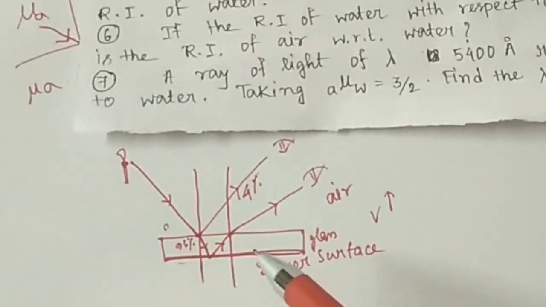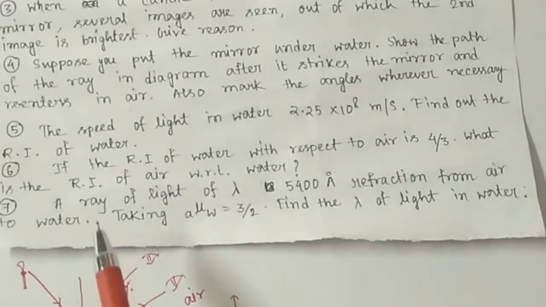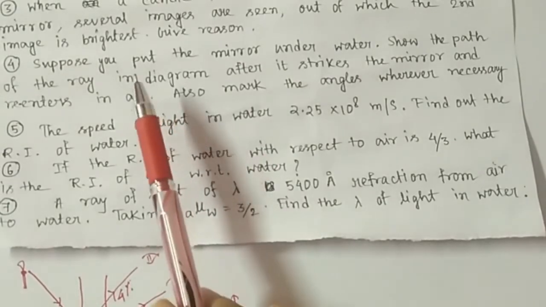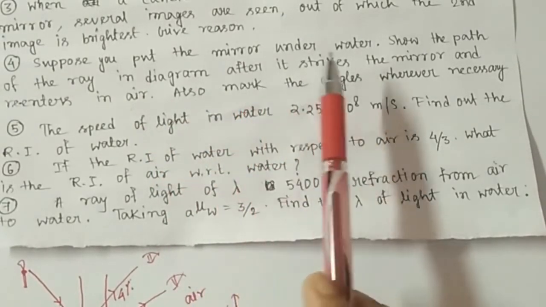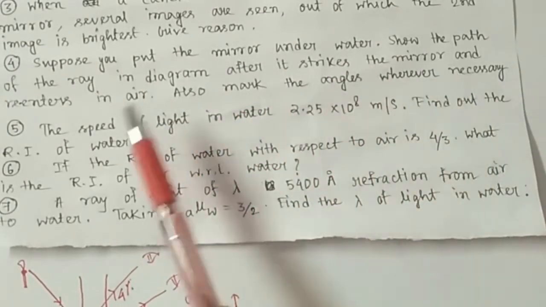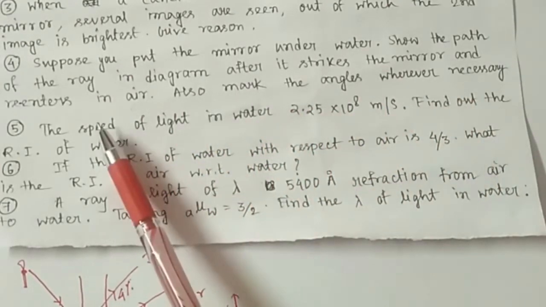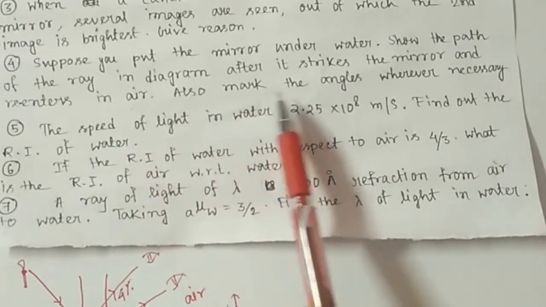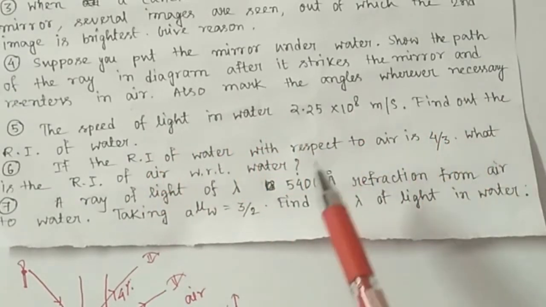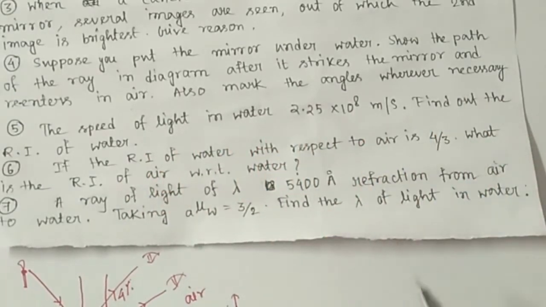So I hope you understand the thing. Now next move on to question number 4. Suppose you put the mirror under water. Show the path of the ray in a diagram after it strikes the mirror and re-enters air. Also mark the angles wherever necessary.